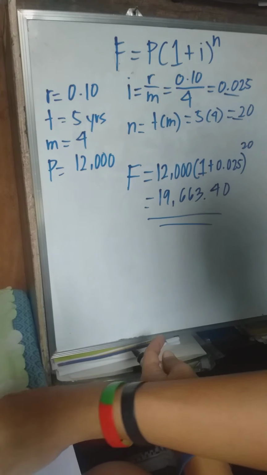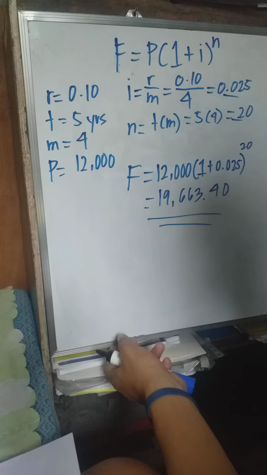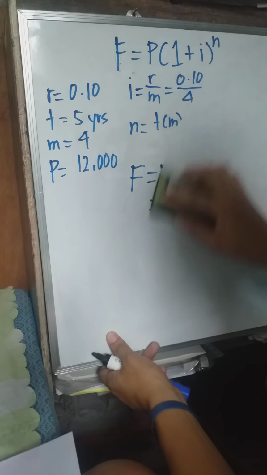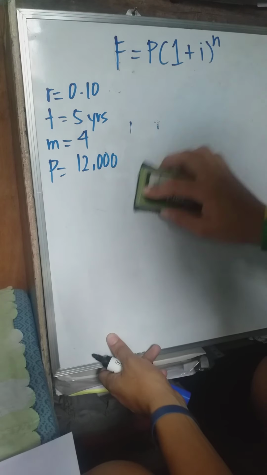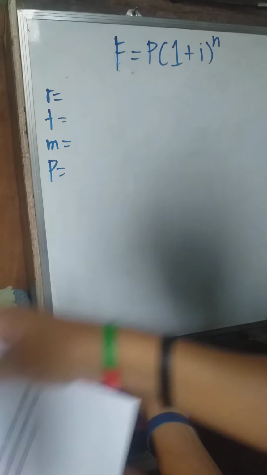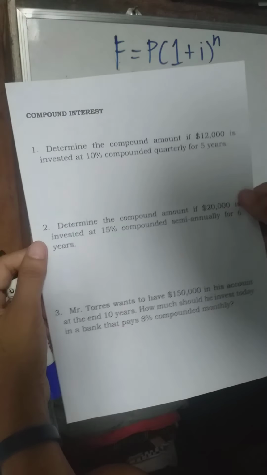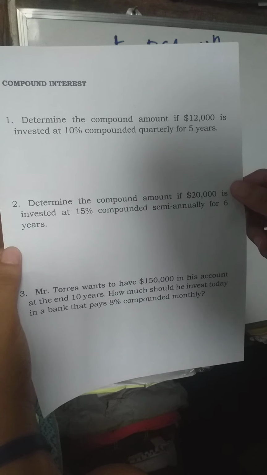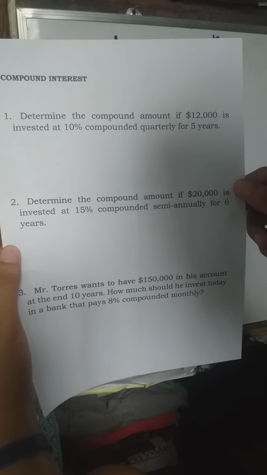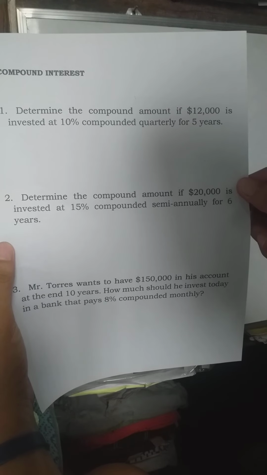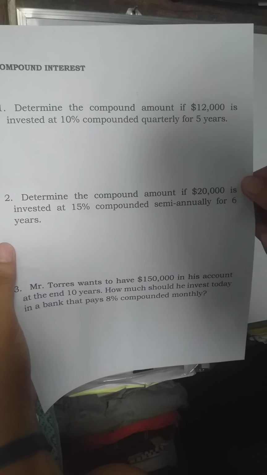So, let's go to problem number 2. Problem number 2 is determine the compound amount if $20,000 is invested at 15% compounded semi-annually for 6 years.